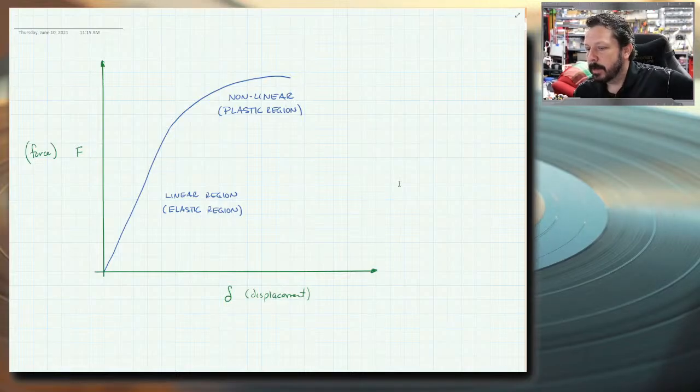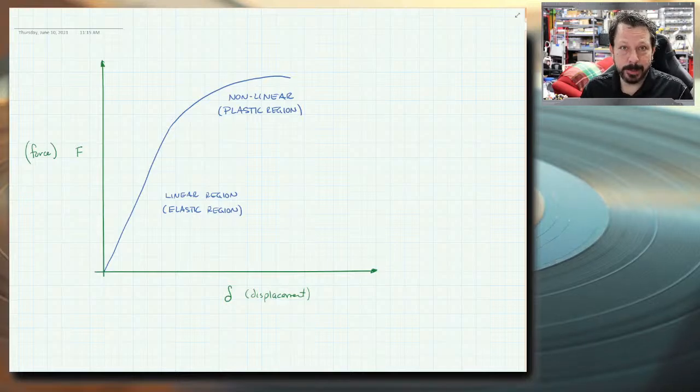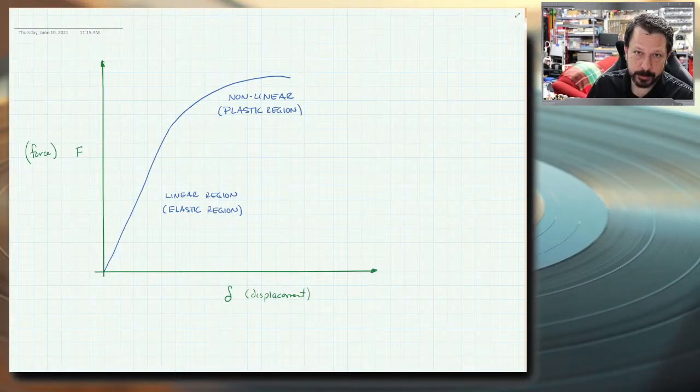And here, we have not just atomic bonds stretching. Now you're actually moving molecules around. So they're moving around on those slip planes. If you remember any of that kind of terminology from your materials class, these molecules are moving around.